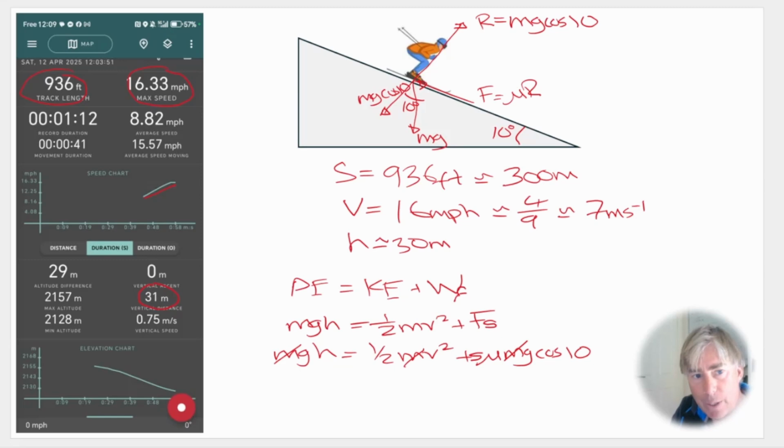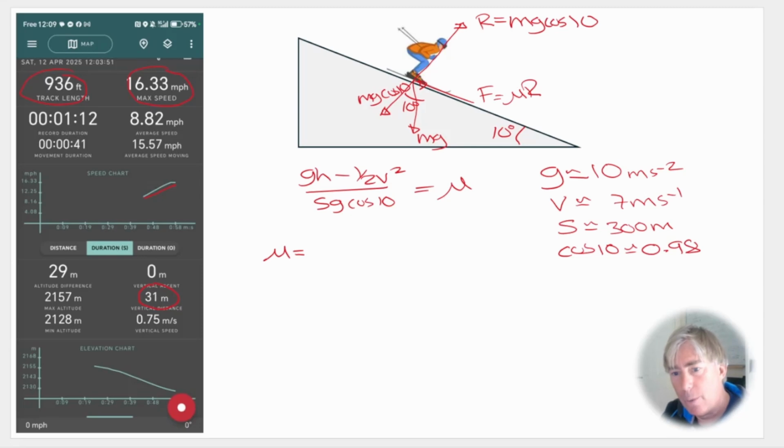So remember, we're looking to make mu the subject. So we can basically subtract half v squared, so we end up with gh, take a half v squared, and then divide through by sg cos 10, leaving mu on its own. And that's going to be our value of mu. So we've got all the values we need. All we now need to do is plug things in.